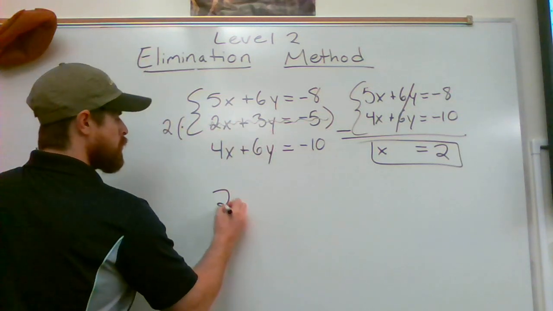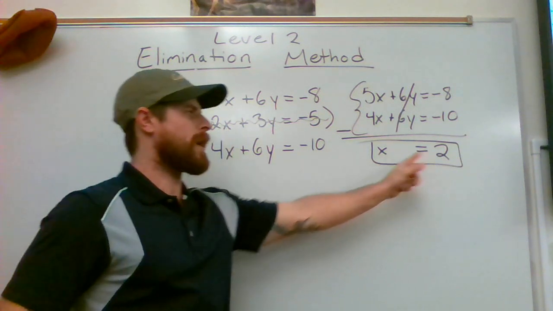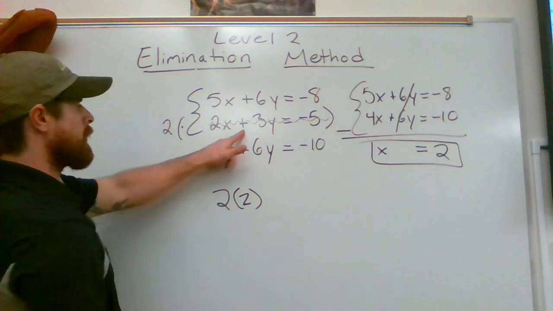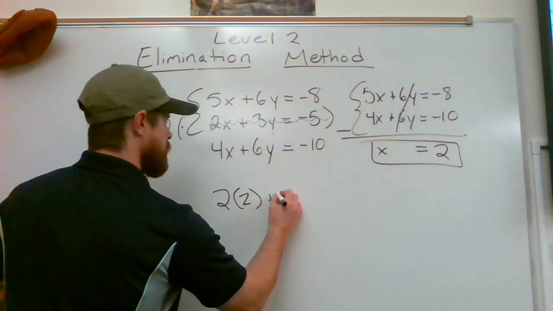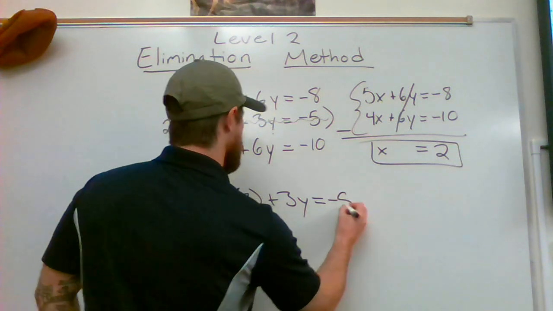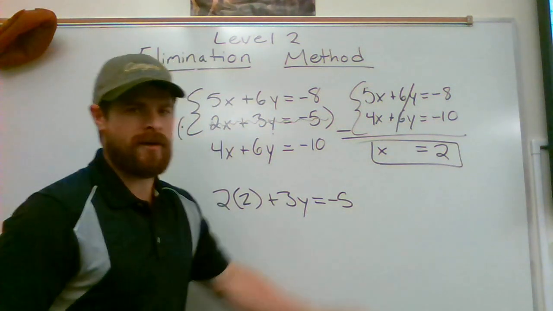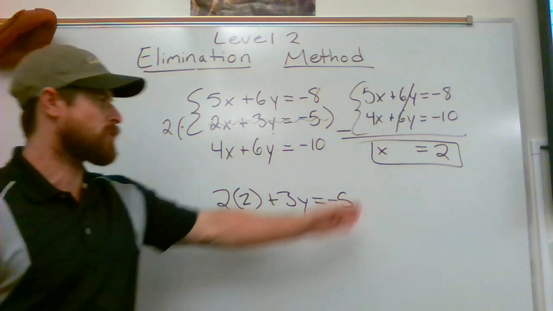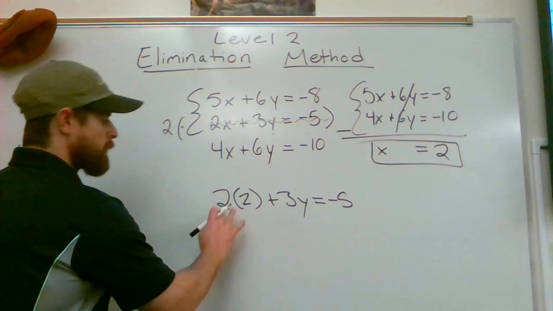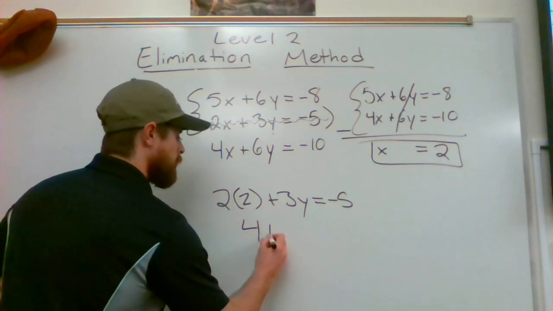It is 2x, but we now know x is 2. So in parentheses, I'm going to put a 2 plus 3y equals -5. Notice my x is gone. Now I have eliminated the x, which we already know the value of, and I'm going to find the y. So I'm going to multiply 2 times 2 and make a 4.